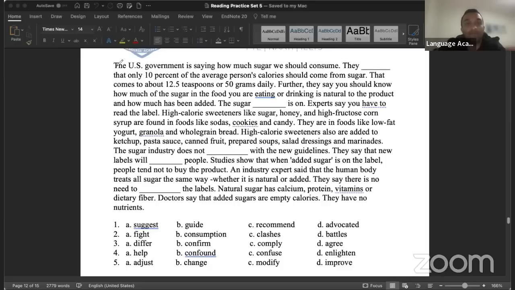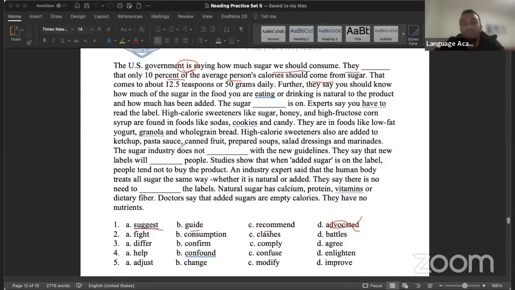All right. Let's start. He's saying that the US government is saying how much sugar we should consume. So basically, government is telling you how much sugar you need to consume. They dash that only 10% of the average person's calories should come from sugar. So basically, that should be the quantity to be used. Now he's talking about government. They dash. With they, since the tense is the present tense, okay, that means with they, I can't use S or ES form. I can't use ED form as well since it's present. So it's either recommend, guide, or suggest.